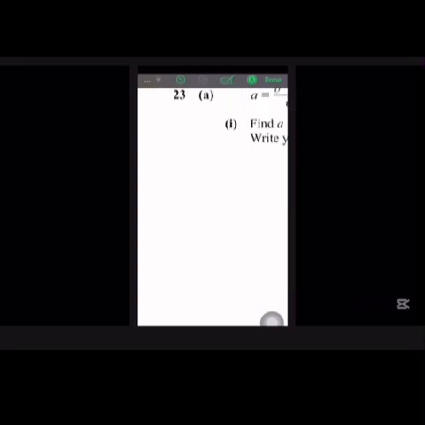A is equal to b square plus c over d. Now we have to find a when b is 4 multiplied by 10 square, c is equal to 6 multiplied by 10 cube, and then d is 2 multiplied by 10 square. Write your answer in the standard form. Let's put in the values.